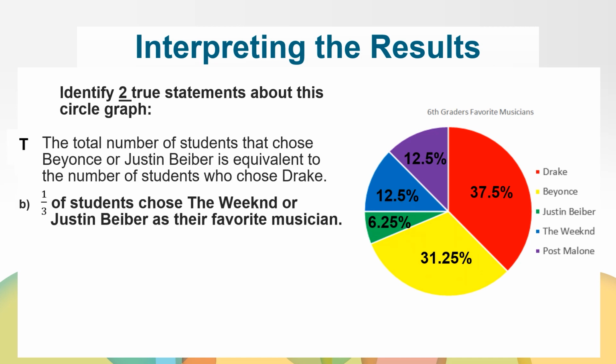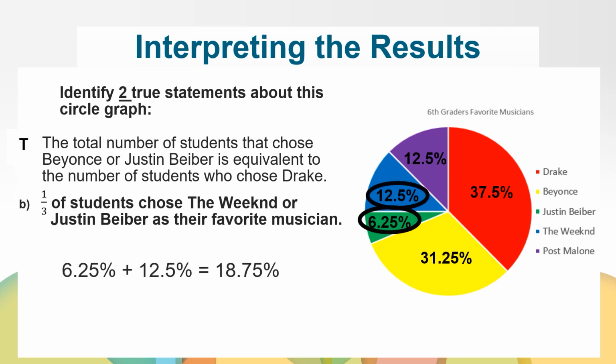B says that 1/3 of students chose The Weeknd or Justin Bieber as their favorite musician. To figure this out, I'll need to combine the percentage of votes for The Weeknd and Justin Bieber. When I add them together, I can see that I'll get 18 75/100%. I know that 1/3 is equivalent to 33%, and 18 75/100% is less than 33%. So this statement is false.